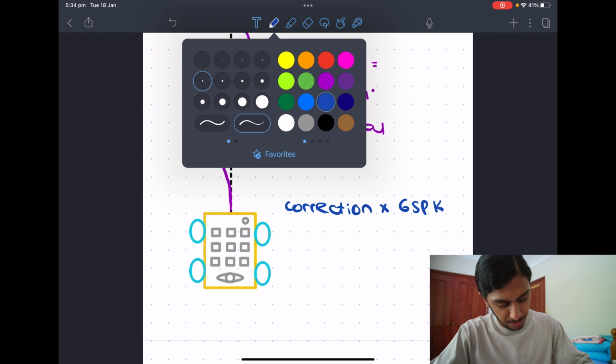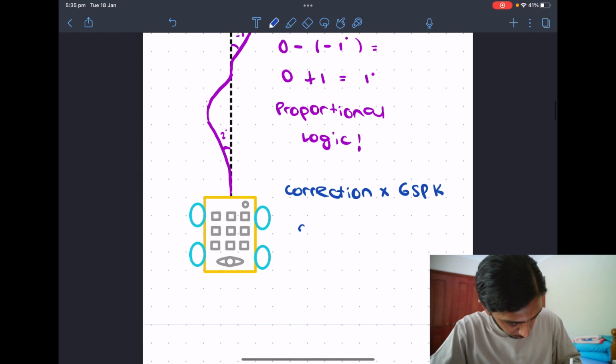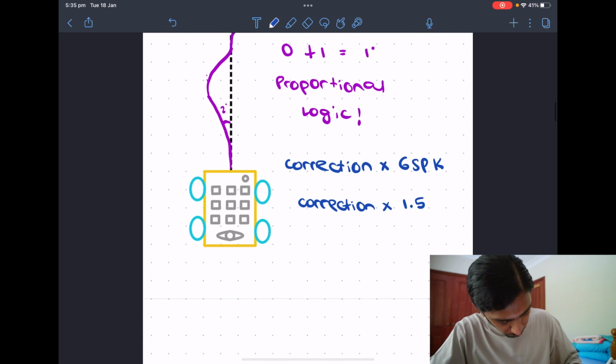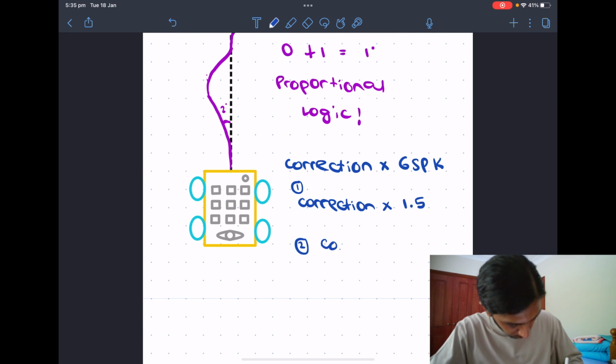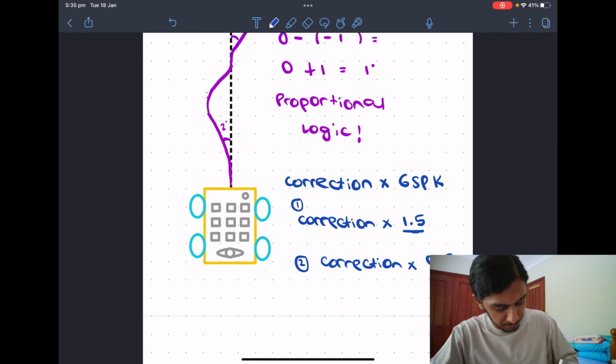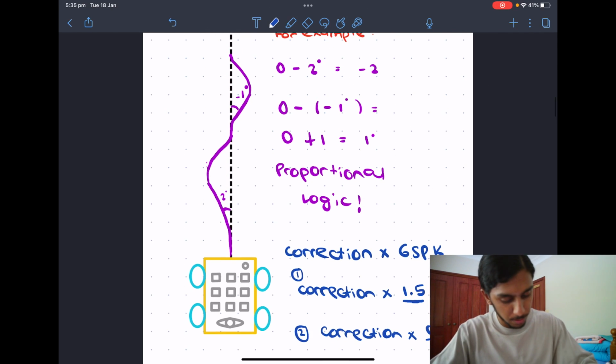So let's just say the correction for whatever number it is, let's say we're going to do correction multiplied by 1.5. So this is going to be situation 1. And then situation 2, we're going to do correction multiplied by 0.5. So the GSPK is just a number, and I've chosen 1.5 in situation 1 and 0.5 in situation 2. What is this?